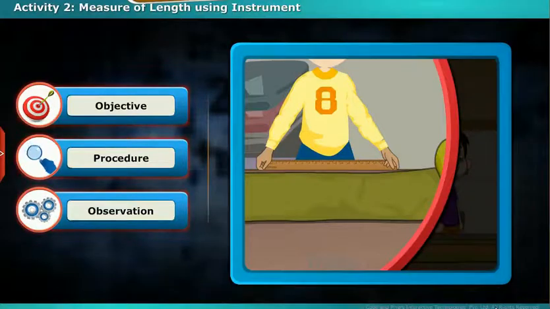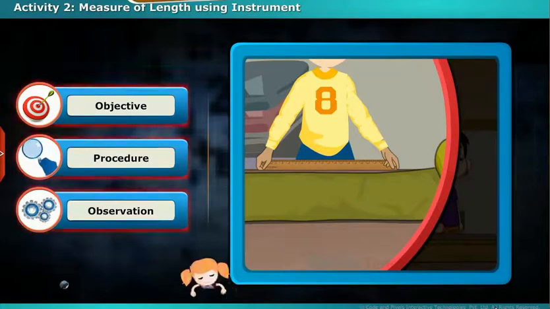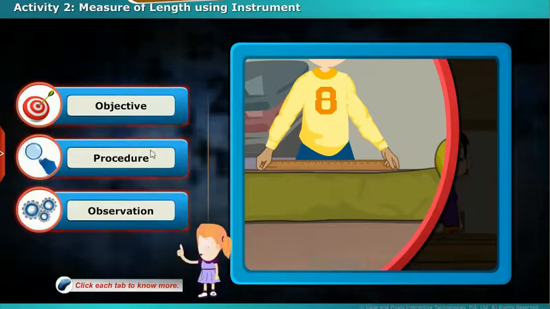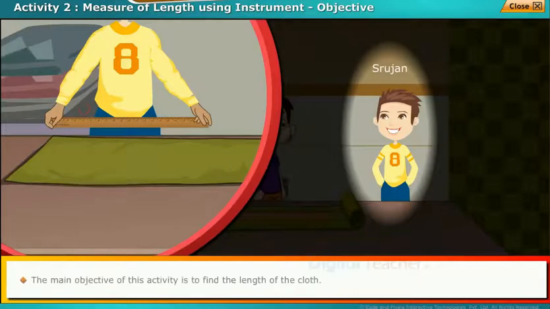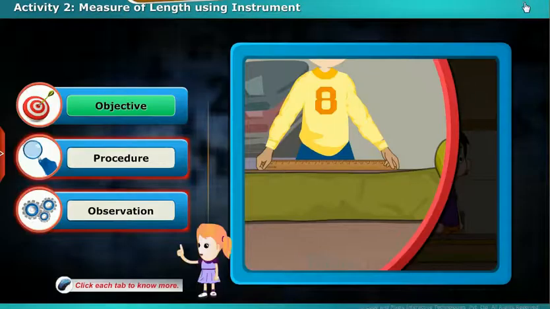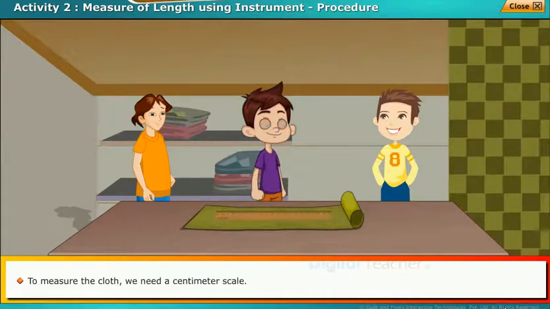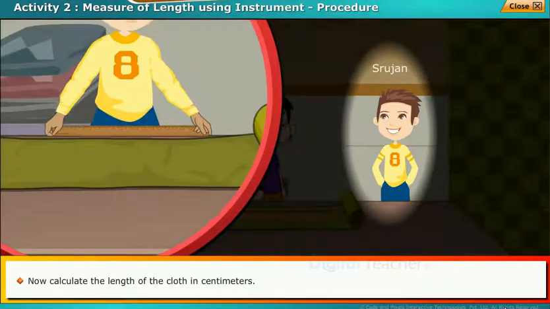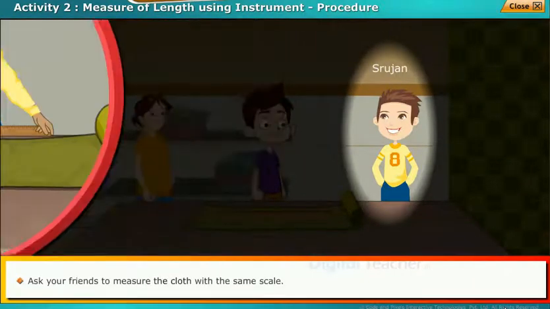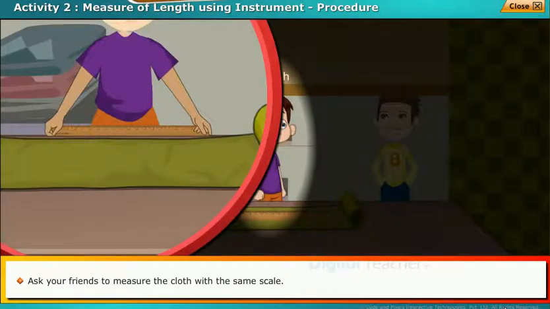Now, let us perform an activity on measuring of length using an instrument. Click each tab. The main objective of this activity is to find the length of the cloth. Let us take a cloth. To measure the cloth, we need a centimeter scale. Now, calculate the length of the cloth in centimeters. Ask your friends to measure the cloth with the same scale.